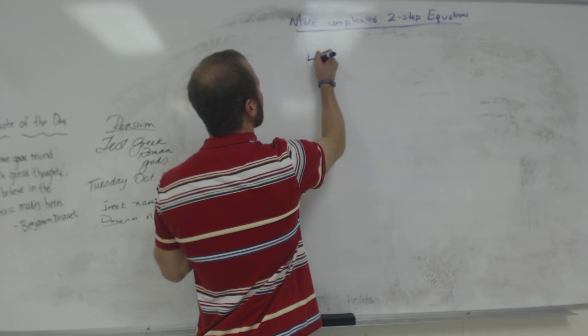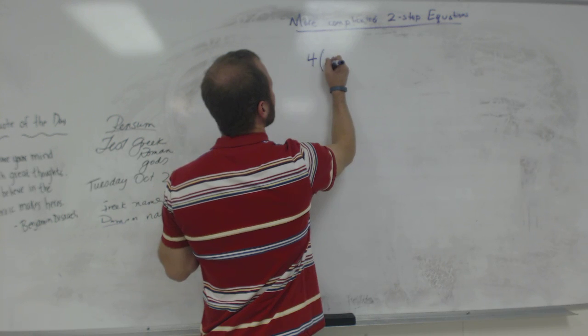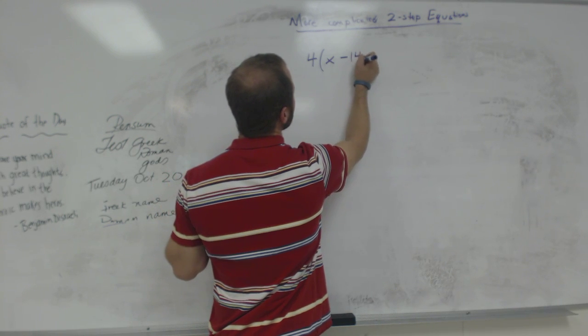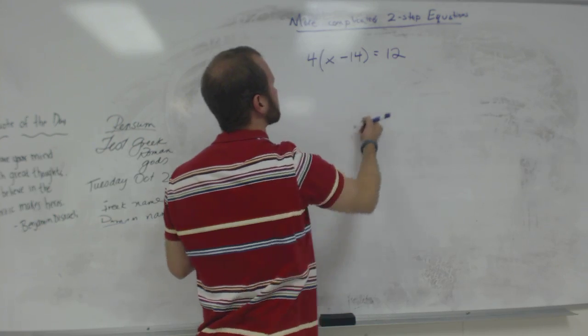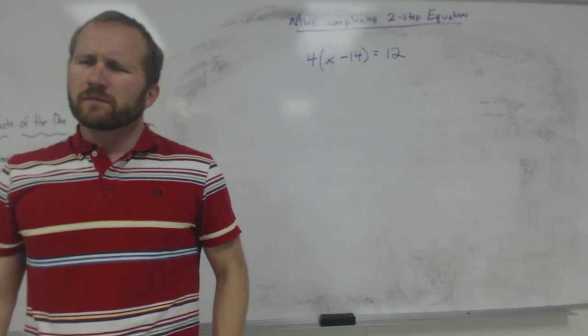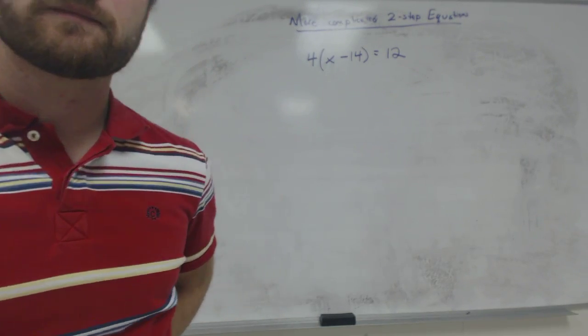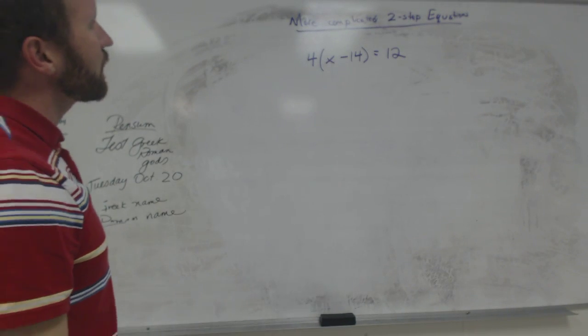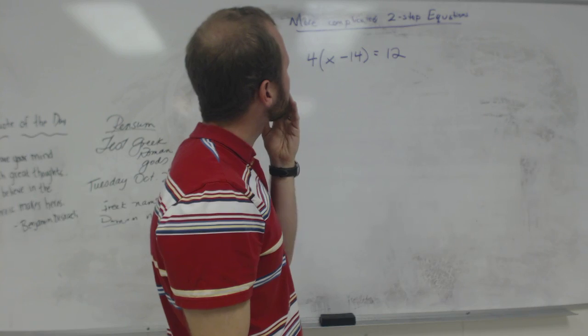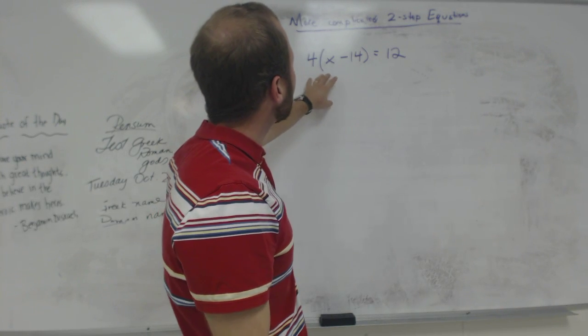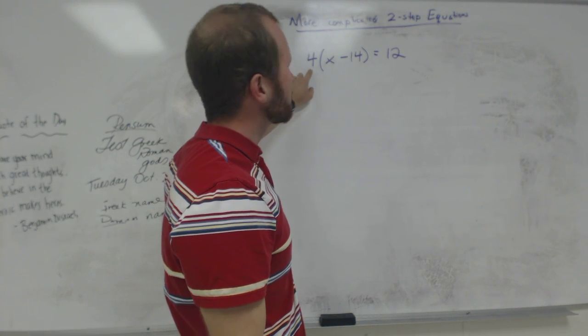Alright, what if we had something like this? 4 times x minus 14 equals 12. That looks a little weird, doesn't it? We have these parentheses. Those mean to multiply, right? That means multiply all of this times 4.